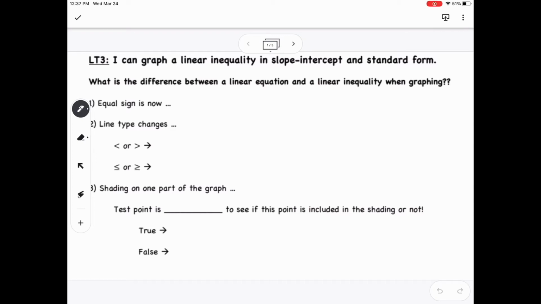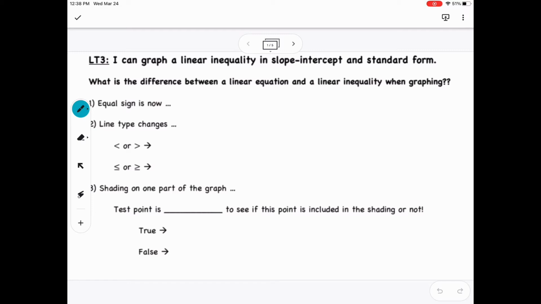Today's lesson is over learning target 3, which states that I can graph a linear inequality in slope-intercept and standard form. So here, we're going to be graphing, kind of like what we do with linear equations, but there are a few things that we have to take note of that are different because they are inequalities.